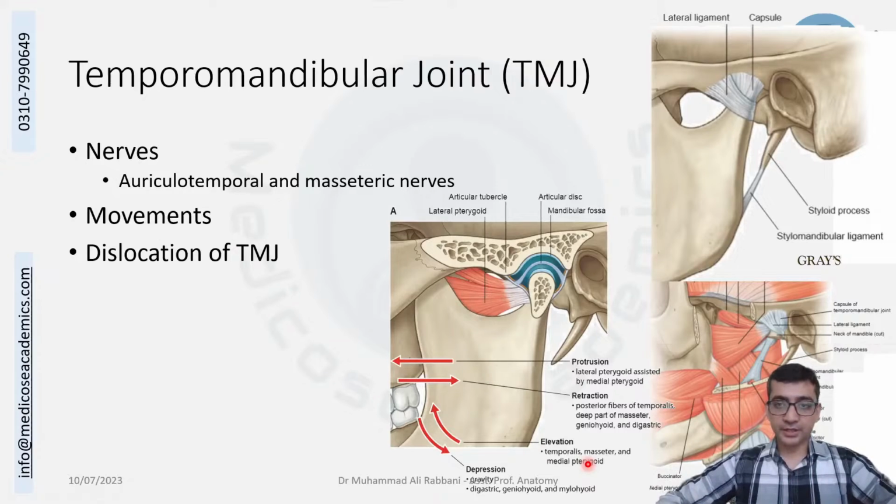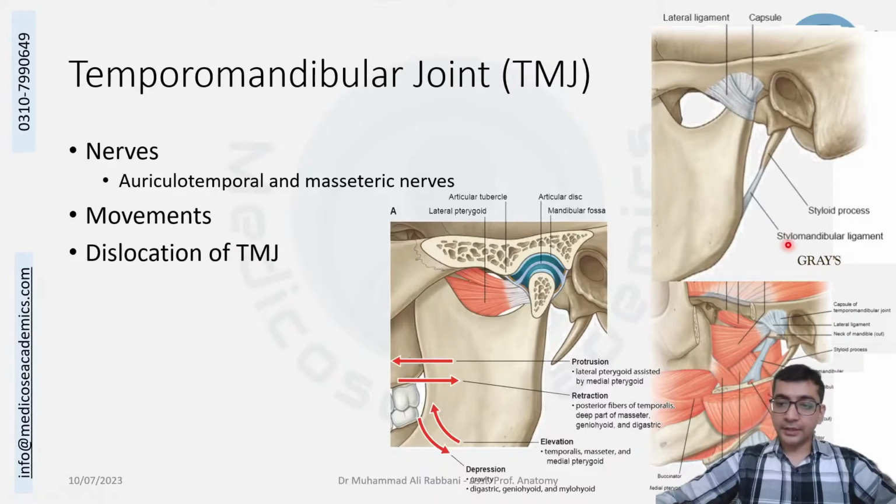Then there's protraction and retraction. We talked about the direction of fibers of masseter and medial pterygoid. They will be having a role, and in addition to that, the major muscle that will be doing it will be lateral pterygoid muscle. So lateral pterygoid will be the chief one, and medial pterygoid and masseter will have a helping hand in moving the jaw to the front. And then we are left with retraction.